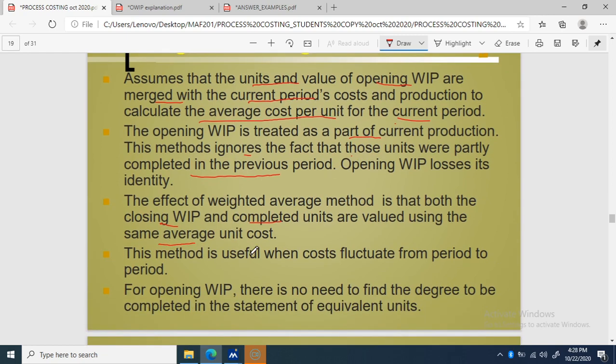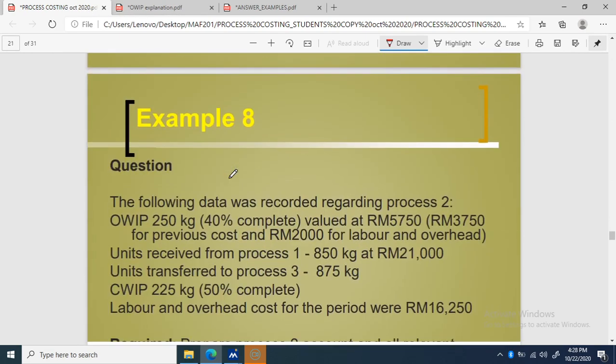This method is useful when costs fluctuate from period to period. That means the cost of operation will fluctuate during the period. For OWIP, there is no need to find the degree of completion in the statement of equivalent units. So when we prepare the statement of equivalent units, we do not have to calculate how many percent was completed last period and this period for OWIP, since we use weighted average. That means we use the average for the current period. Let's refer to the example, example 8.